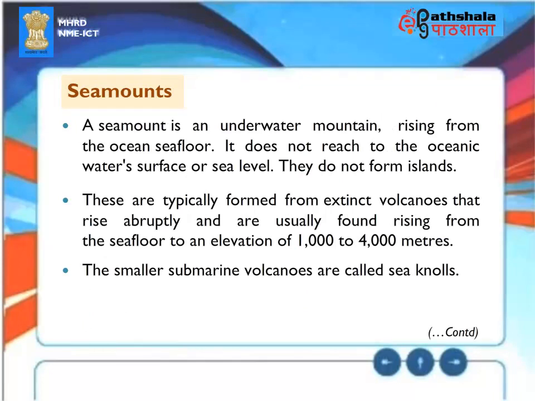Seamounts. A seamount is an underwater mountain rising from the ocean seafloor. It does not reach the ocean's surface or sea level. They do not form islands. These are typically formed from extinct volcanoes that rise abruptly and are usually found rising from the seafloor to an elevation of 1,000 to 4,000 meters. The smaller submarine volcanoes are called sea knolls.